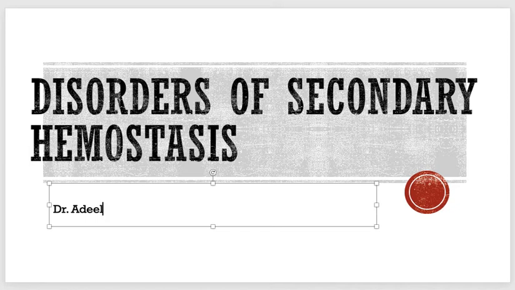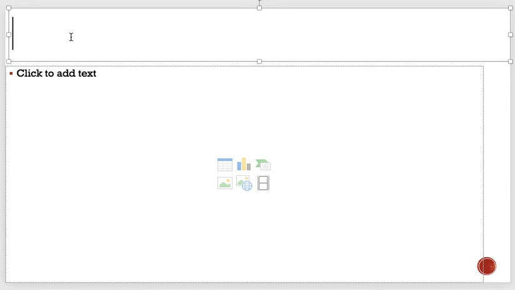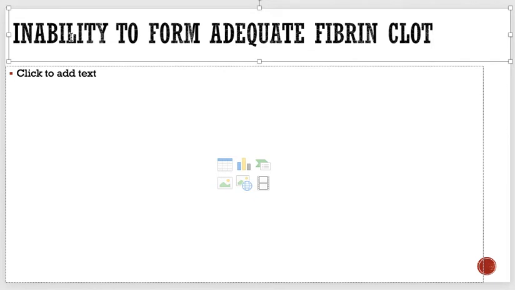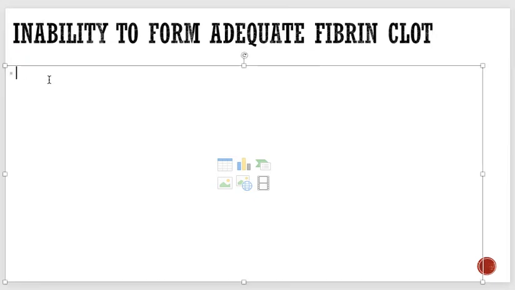So, to start with, disorders of secondary hemostasis is simply the inability to form an adequate fibrin clot. So what can be the reason? Simply, clotting factors can be abnormal, or clotting factors can be absent. If you recall all the flowcharts which I showed you in the first lecture, for example calcium and all the players which take part in the intrinsic and extrinsic pathway, whenever they are missing, of course, the patients will be having disorders of secondary hemostasis.